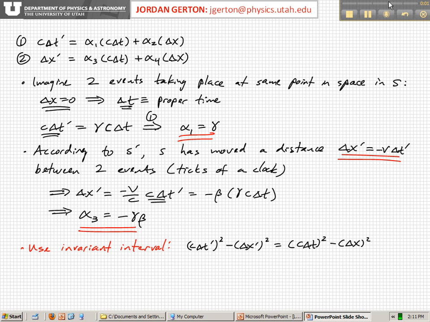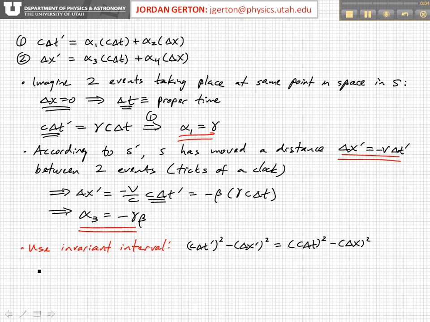Okay, so by basically assuming that the events are ticks of a clock that are at rest with respect to the S frame, we've been able to show that alpha 1 in this general transformation is equal to gamma, and that alpha 3 is equal to minus gamma beta. Okay, now we can use the invariant interval, which I've written.